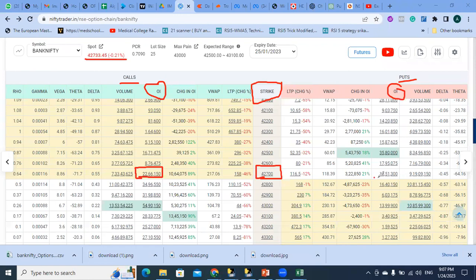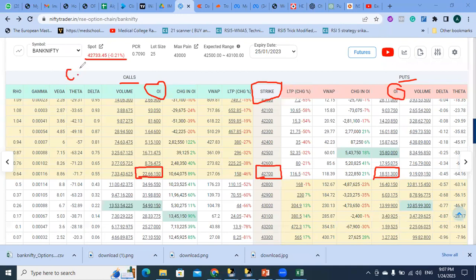At the same time, there are 18,51,300 contracts open on the put side. What does this mean? This means that this 42,700 level is being protected.